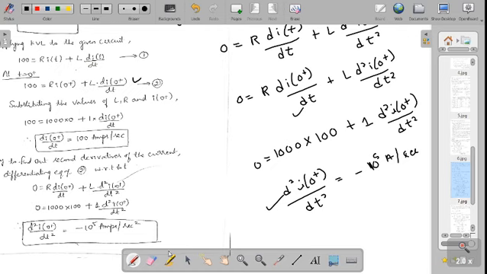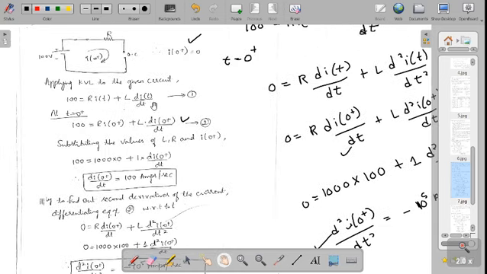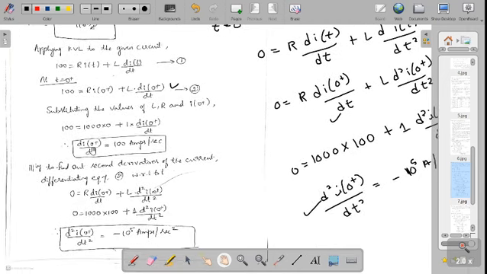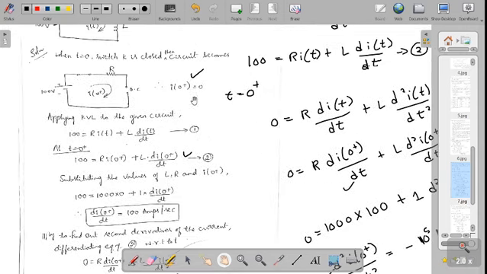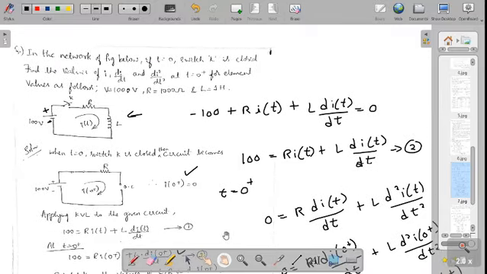So this is how we'll be solving the problem. First find the value of current at time 0 plus, then you find the first derivative, and then you find the second derivative. So this is how we'll be solving the problem. Okay, so now let us consider the next problem.